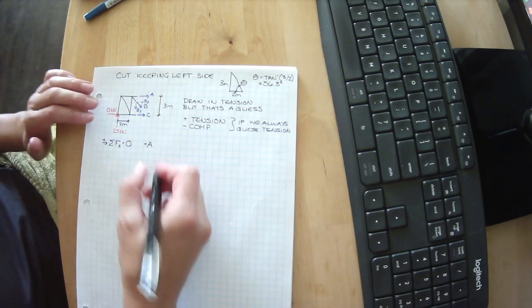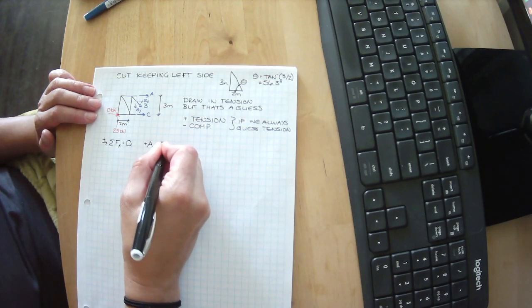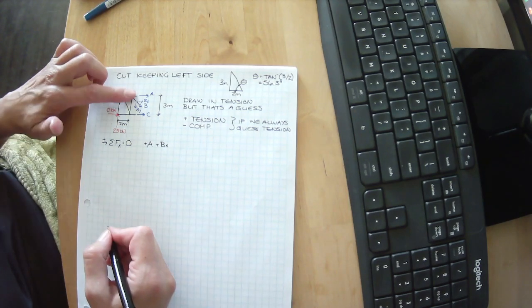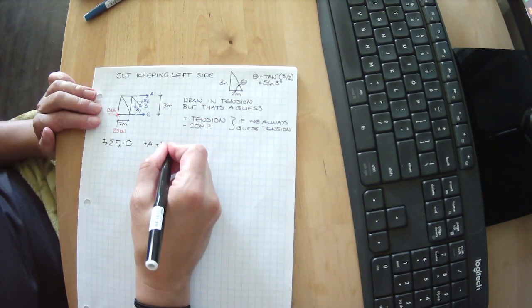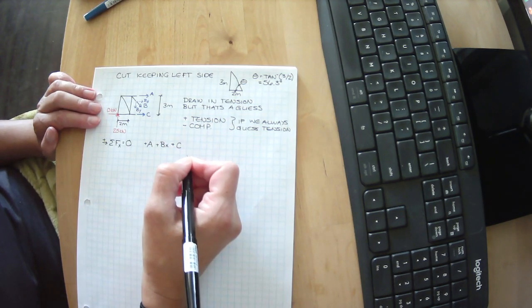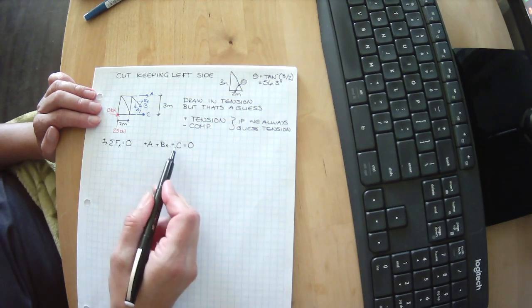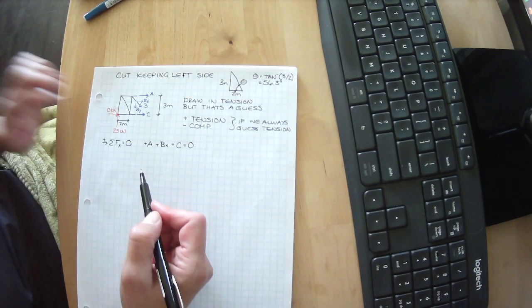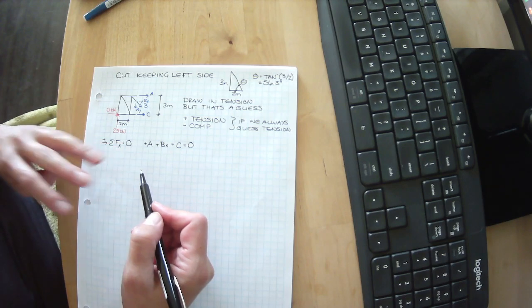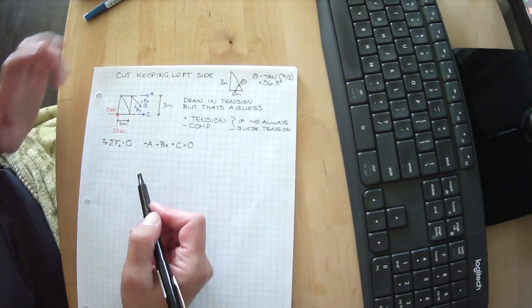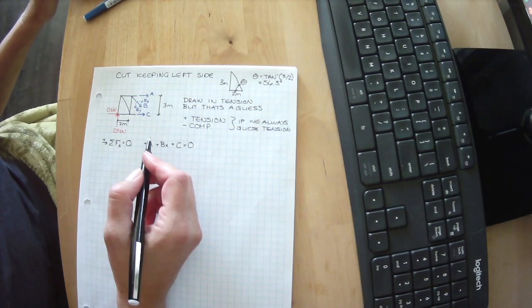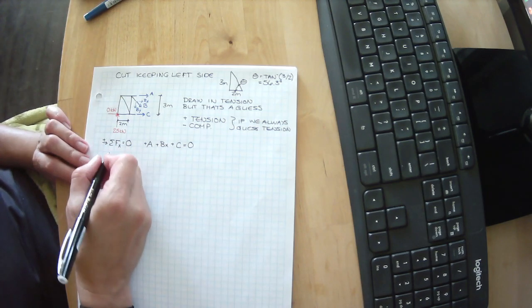We have BX going in this direction, which is positive. And we have C going in that direction, which is positive. And that's all we've got. We've got A plus BX plus C equals 0. So we've got 3 unknowns and 1 equation. We can't solve that. Let's see if we can get anything else here.